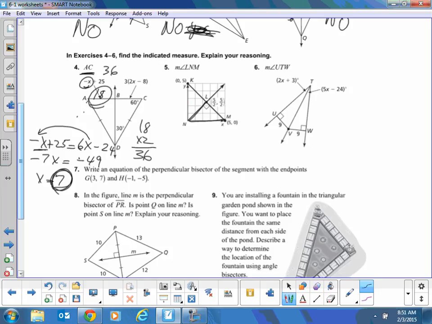Measure of angle L and M. Since this is 90, these must be 45s because of the slope of this. You can count the slope, rise over run. This is a positive 1, this is a negative 1 slope. So these are perpendicular. Since they're perpendicular, these must be 45. So L and M must be 45 degrees.